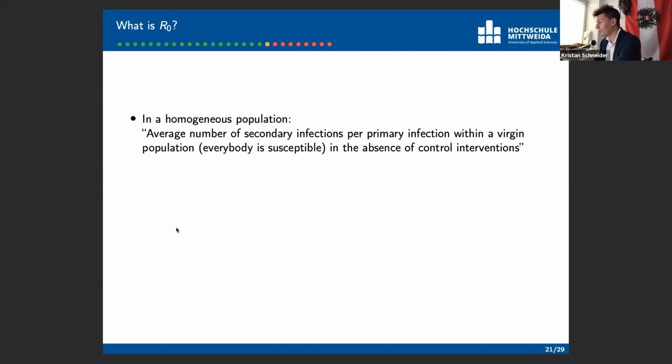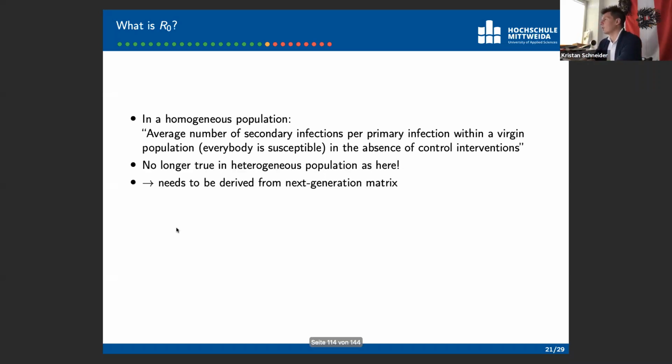So, having said that, R0 again is the average number of secondary infections per primary infection within a virgin population. So everybody is susceptible in the absence of any control intervention. And depending on the time point you start the infection, R0 is different because it has the seasonal fluctuations. So that is the definition of R0.